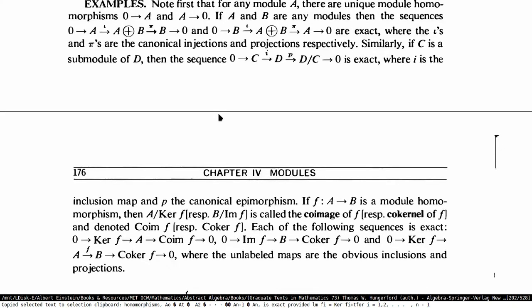If F is a module homomorphism, then A mod the kernel of F is called the co-image of F, and B mod the image of F is called the co-kernel of F. This terminology, I believe, is going to be necessary in algebra, topology, and homological algebra.